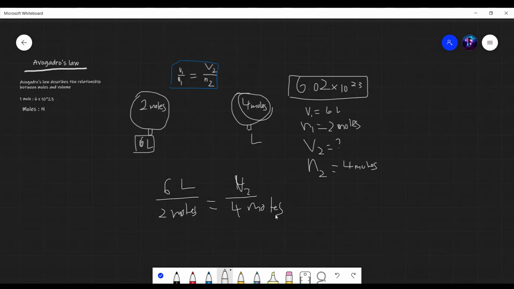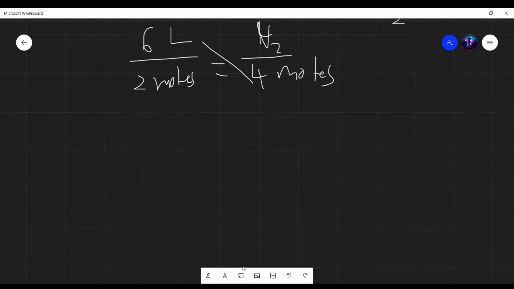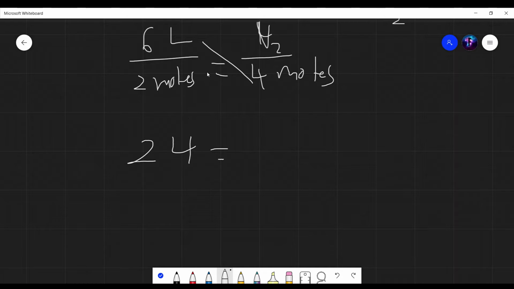Now you might want to use a calculator because we're going to cross multiply. So we're going to cross multiply 6 with 4 and 2 with V2. So let's first do 6 with 4. 6 times 4 is 24. So I'm going to move down a bit. 24 equals, and we're going to cross multiply 2.